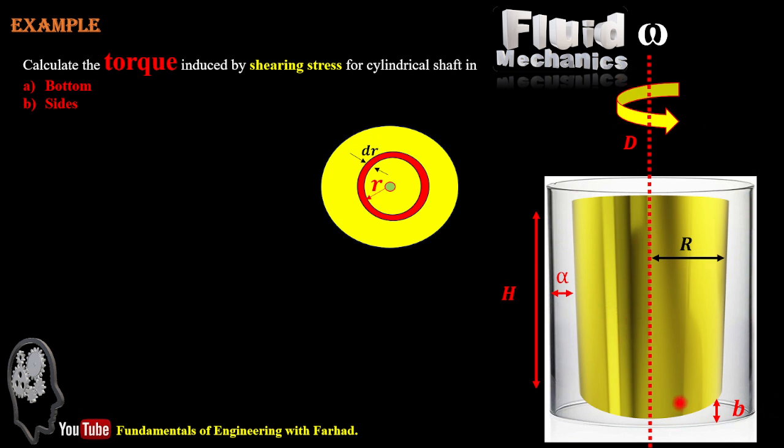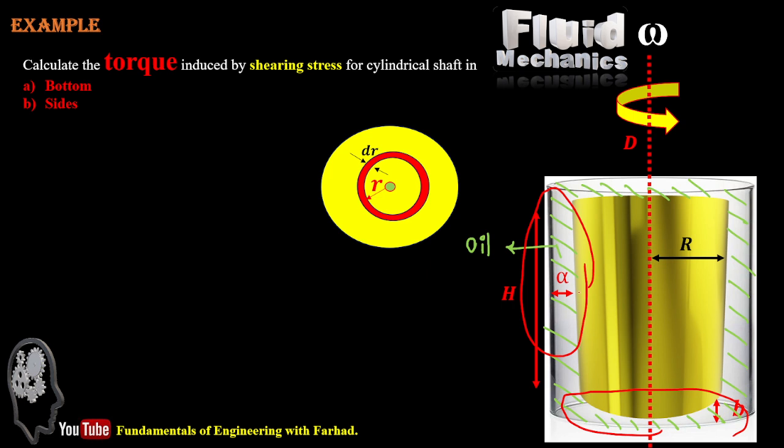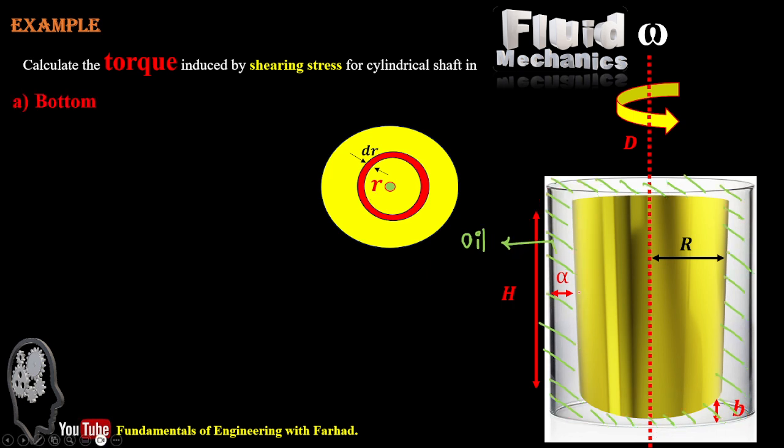The radius is capital R, height of the cylindrical shaft is h, distance to the side is alpha, and distance to the bottom is beta. And the space between the two cylinders is filled with an oil. We want to see what is the torsional torque when it's rotating on the bottom part and also at the sides. Let's see how we can approach this problem.